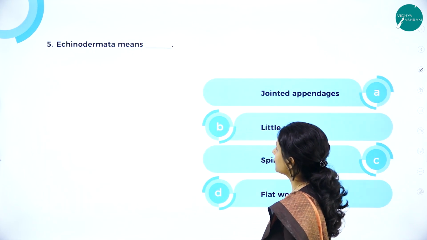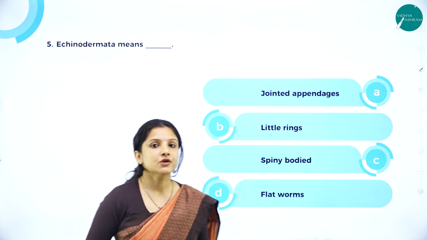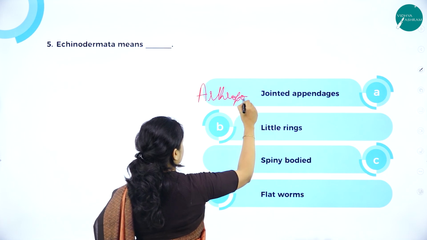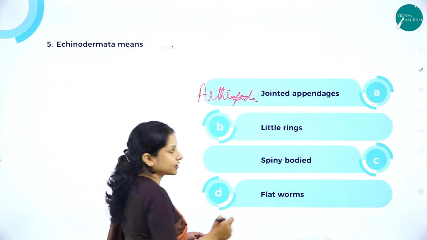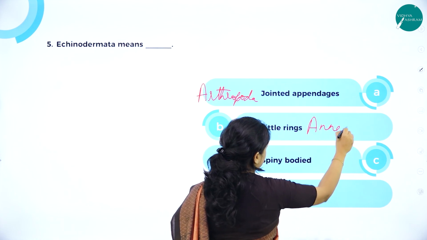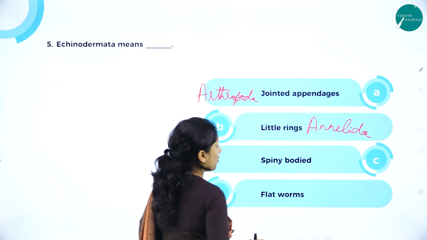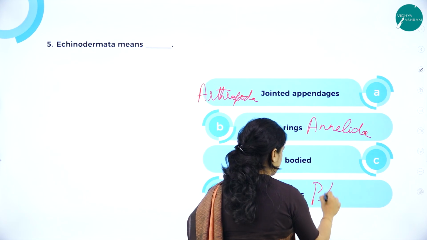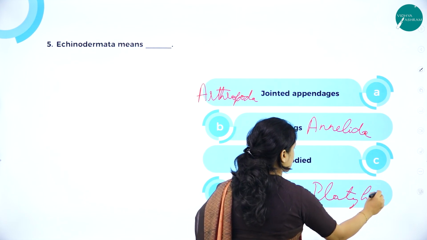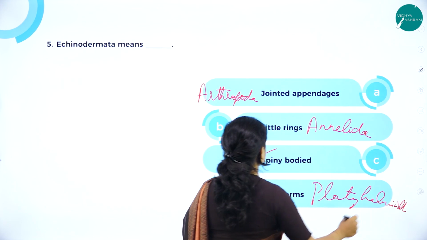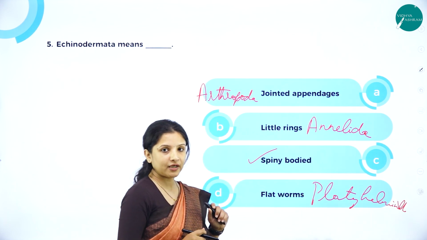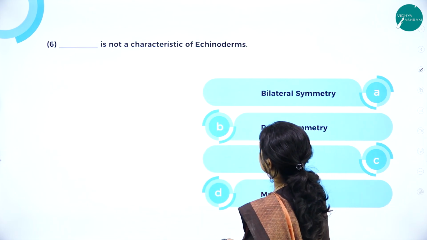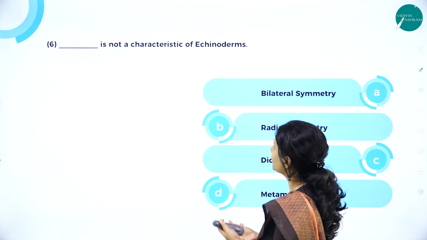Next, echinodermata means jointed appendages? No, jointed appendages means arthropoda. Or little rings? No, little rings means annelida. Spiny bodied, yes, that's the right answer. Is it flatworms? No, flatworms is platyhelminths. So therefore the right answer here is spiny bodied, and what are they made up of? Calcium carbonate.